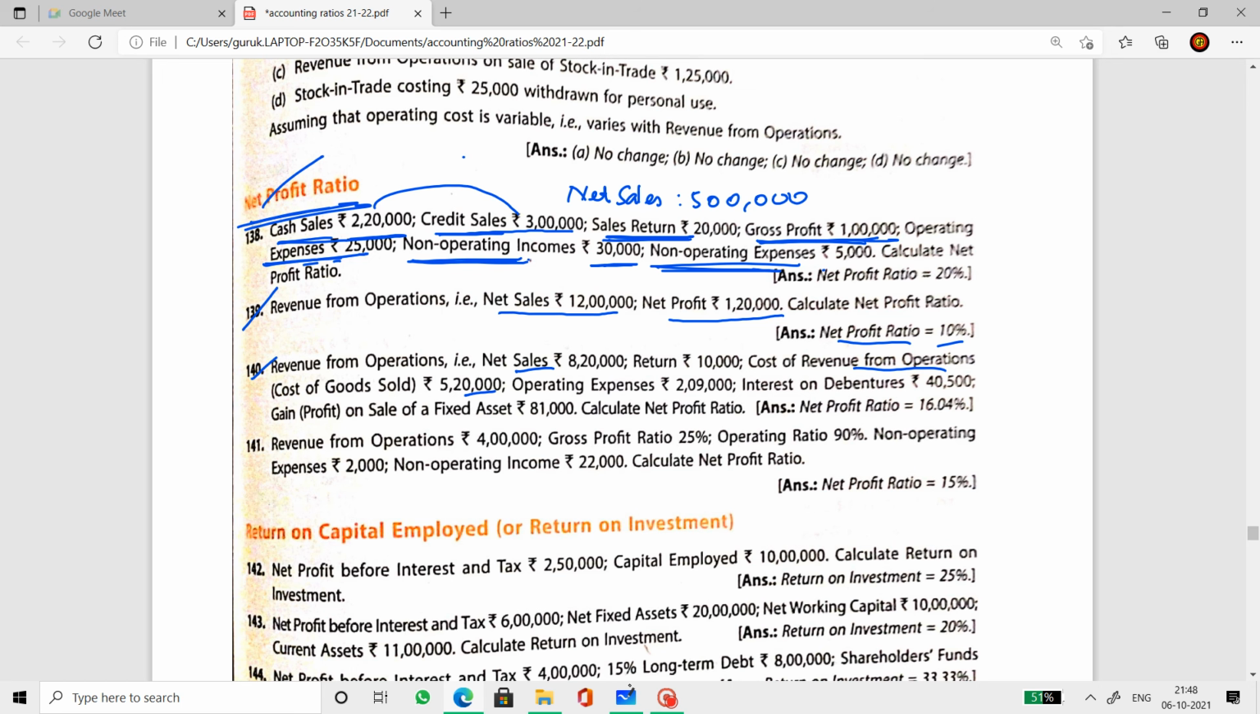140 now. Net sales is 8,20,000. Sales return is 10,000. This is given just to confuse us. Remember, net sales means sales return is already adjusted. Cost of revenue from operations is 5,20,000. So 8 lakh minus 5,20,000 will give you the gross profit. So gross profit is going to be 3 lakh.